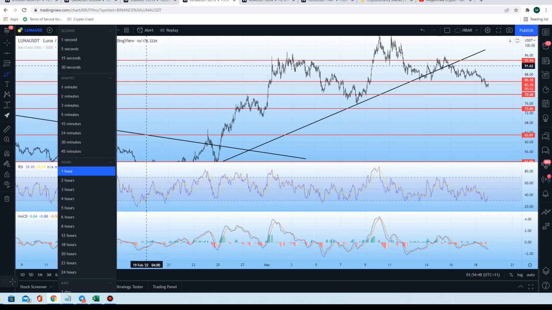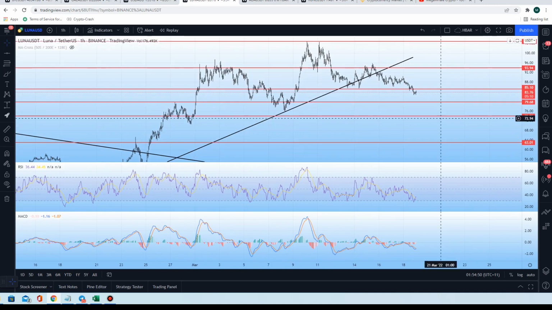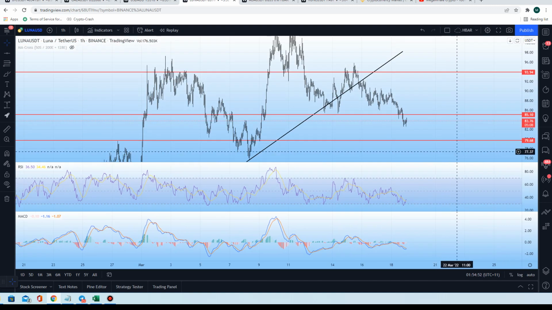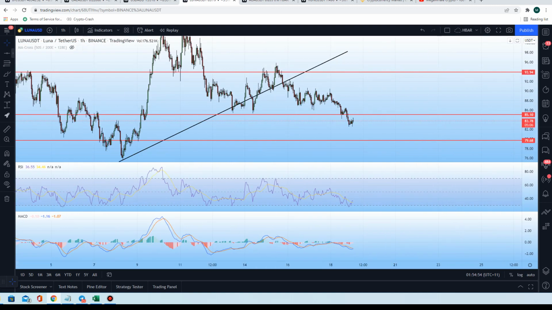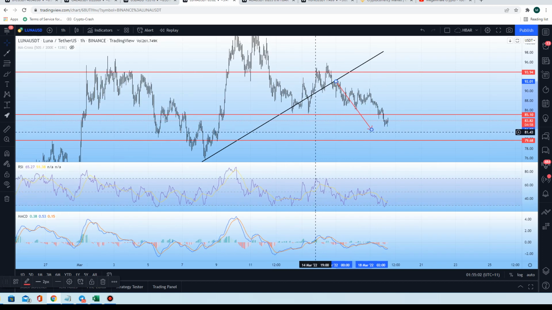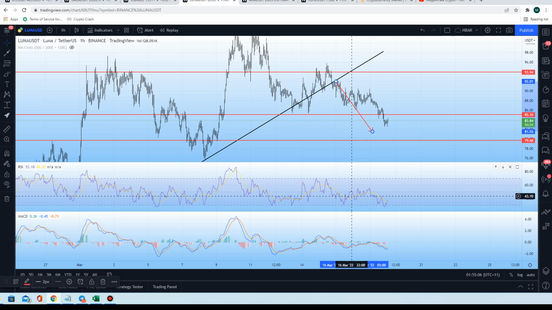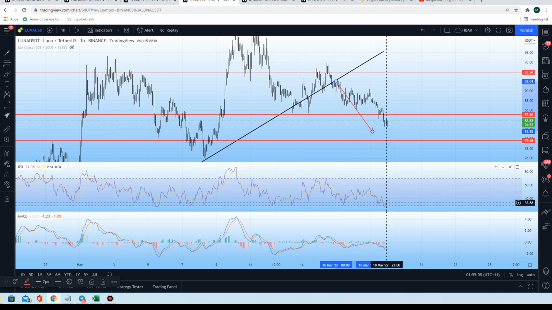So I don't like to particularly look at the MACD and the RSI on shorter time frames, especially when I know the trend is downwards. Generally, when I know we're in a downtrend, which we are now, I would rather look at the MACD and RSI on a larger time frame, because oversold on a short time frame in a downtrend can be deceiving.